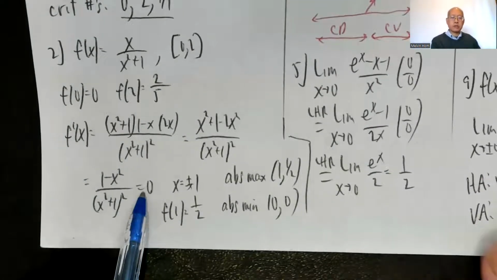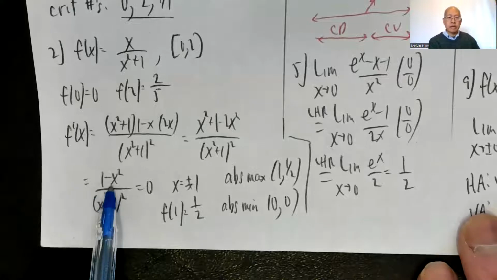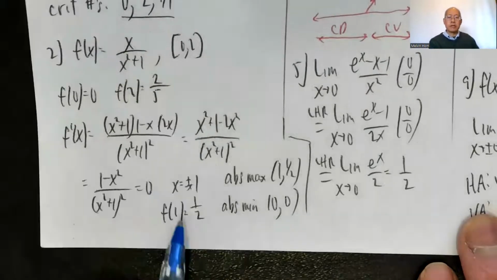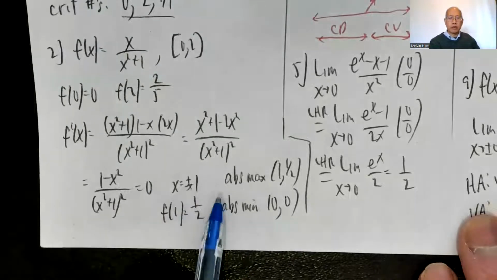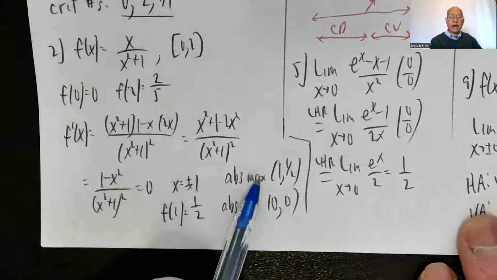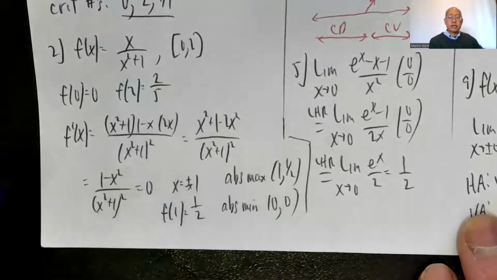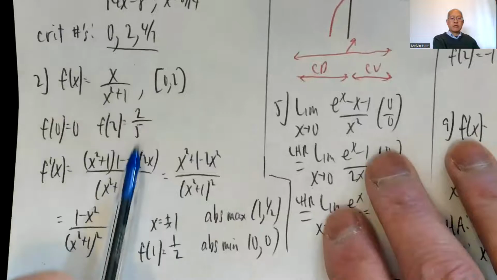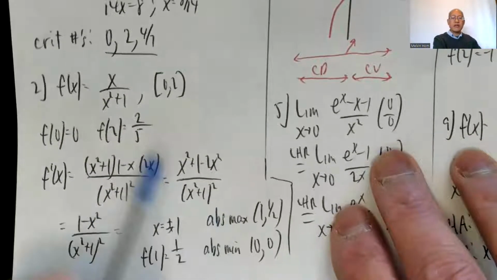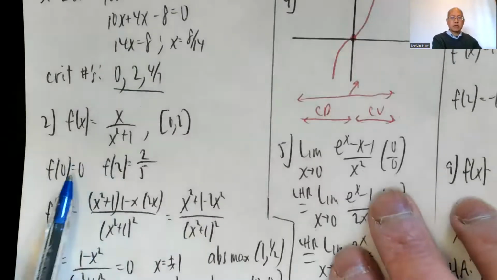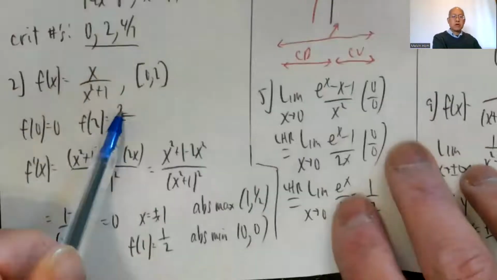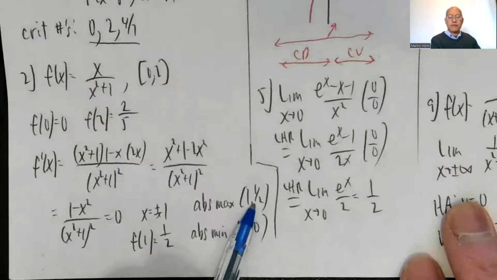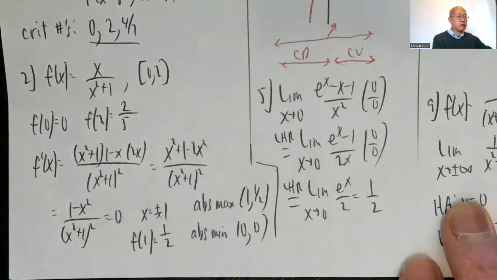A fraction is equal to 0 when the numerator is 0. So that gives me x is plus or minus 1, but I can throw out the negative 1. We're only going between 0 and 2. So my only critical number is at 1. Okay, so I plug in 1, I get 1/2. Okay, so I just look at the 3 function values. At the critical number, I have 1, 1/2, and the 2 endpoints, I got 0, 0, and 2, 2/5. So that makes the absolute maximum 1, 1/2, and the absolute minimum is 0, 0.